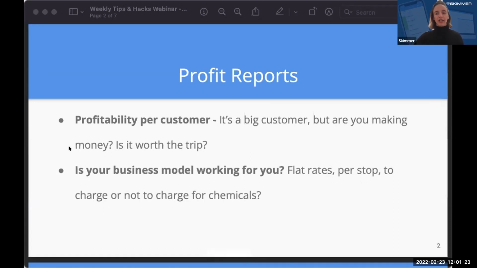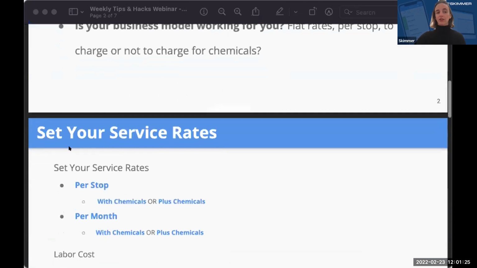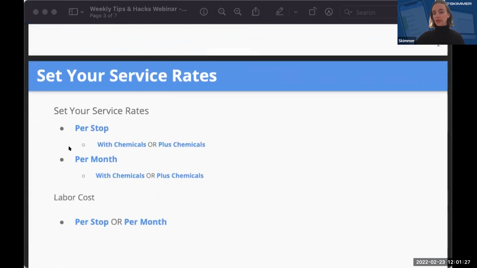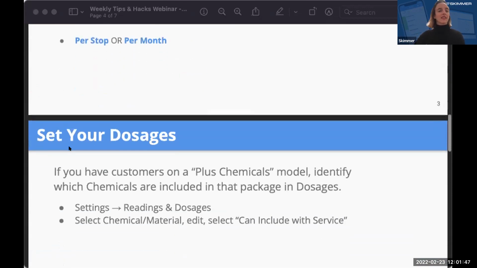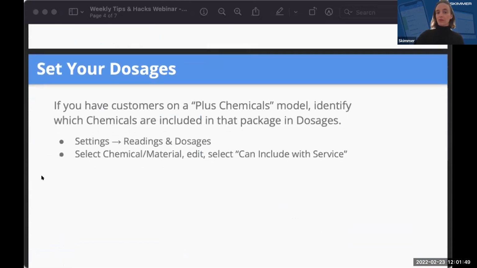But to make all of that work, first of all, you have to make sure you have your service rates set up. And again, there are 4 different ways to set them up based on your customer and the agreement. The other thing relevant to setting up the profit reports is setting labor costs as well. Those are the pre-steps that need to happen before you dive into profit reports. And you need to set your dosages if you want to evaluate the profitability of a plus chems model.